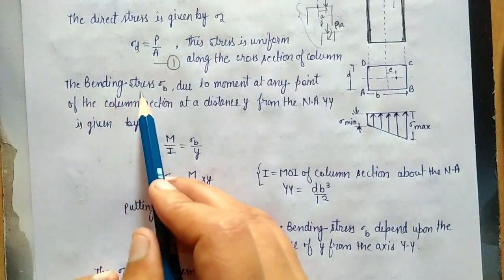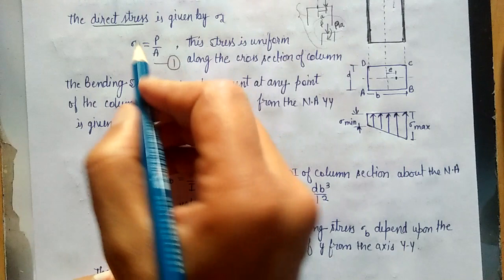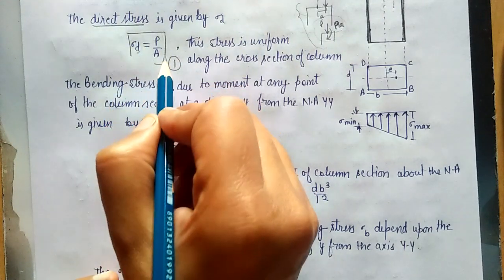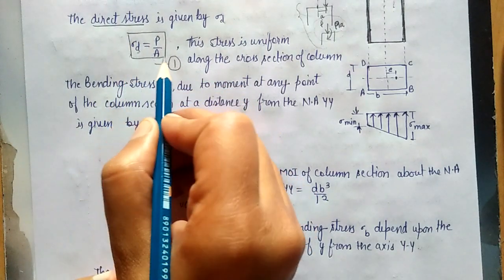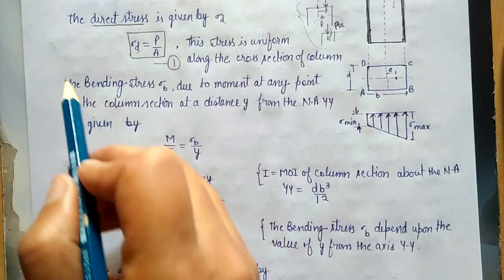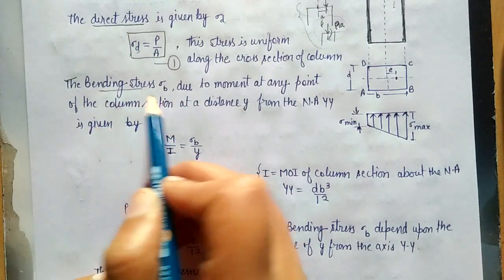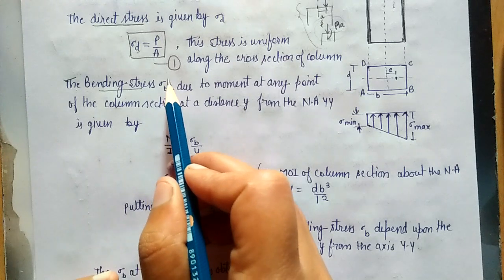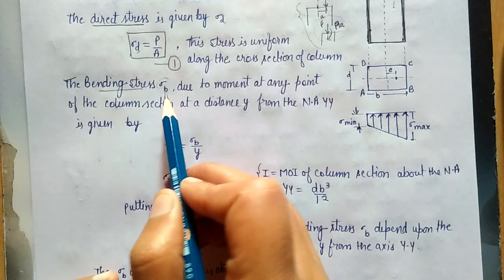So this is a direct stress. The direct stress value sigma d equals P by A. Now we come to the next one, bending stress. It is represented by sigma b. Sigma means stress and b represents bending.